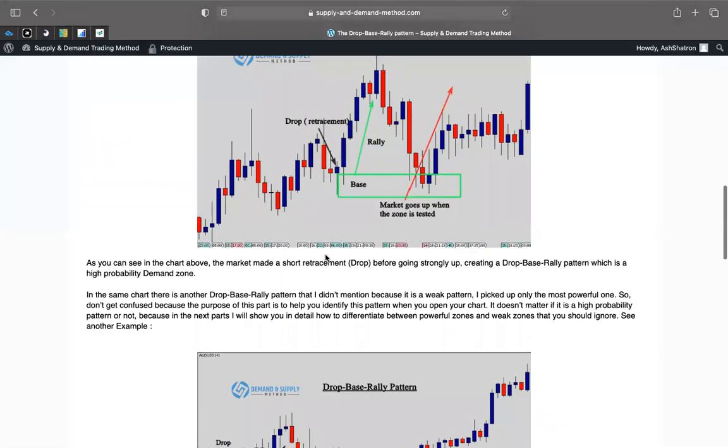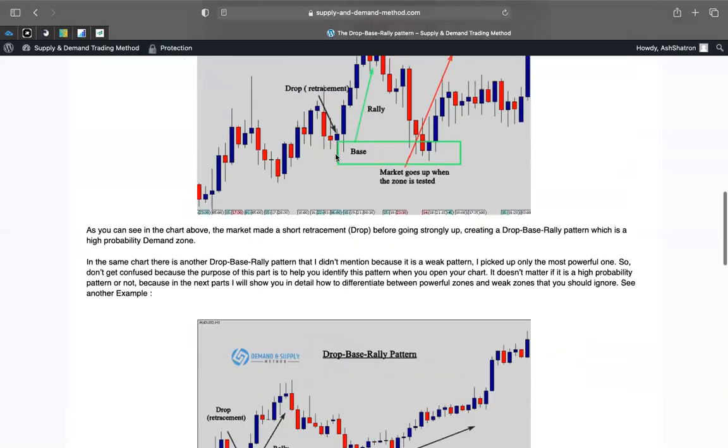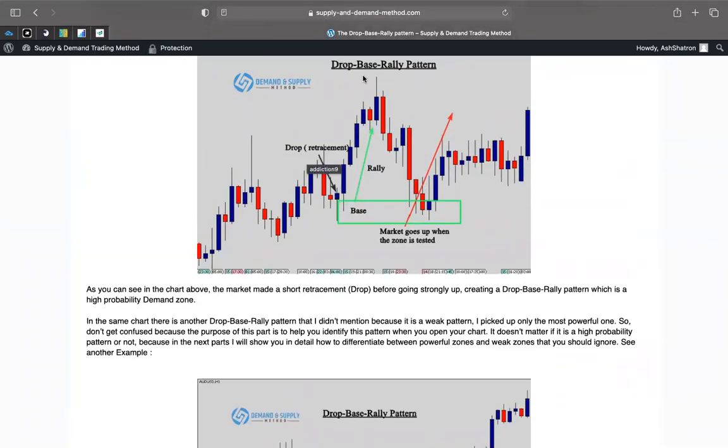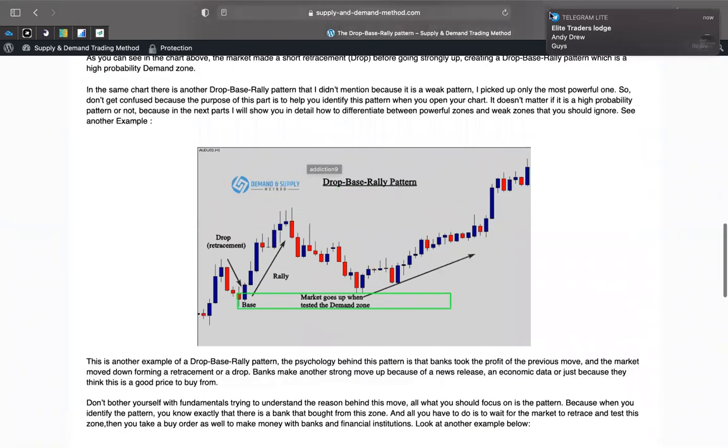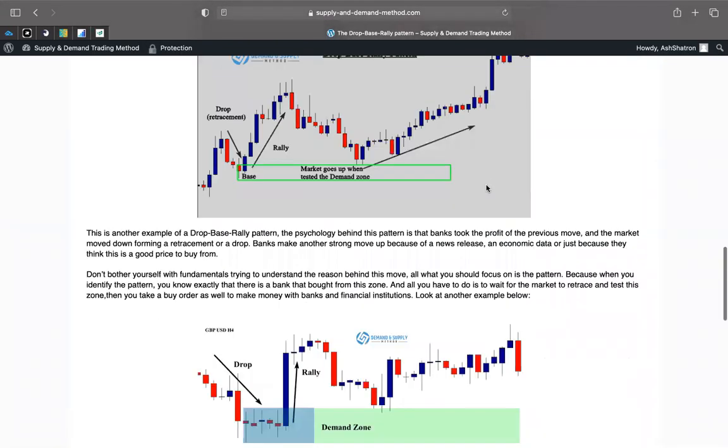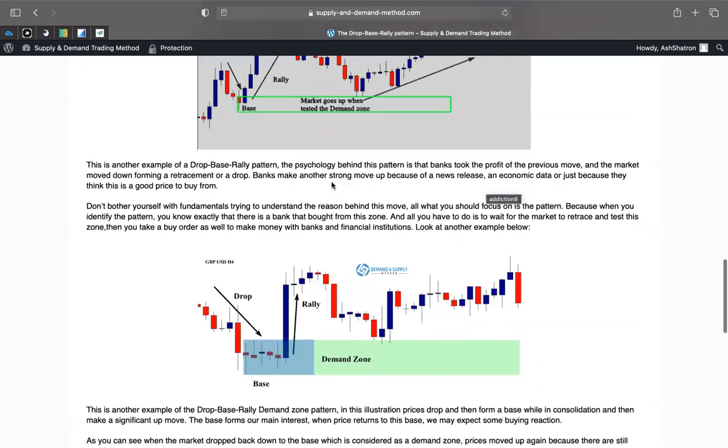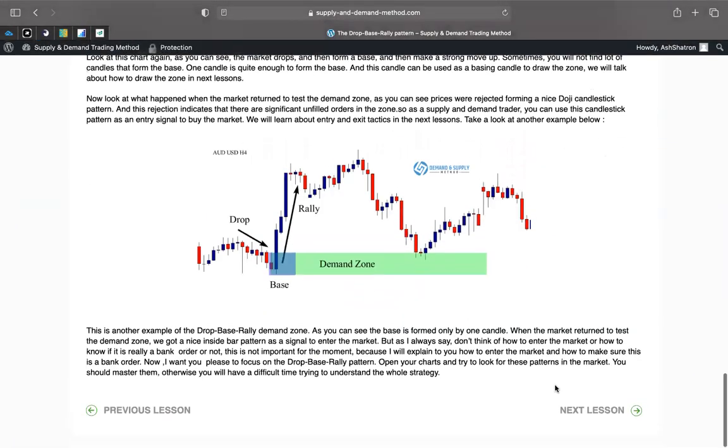Okay, so the next slide, this is just an example of the types, right? A drop based rally. A drop based rally. Look at how price left this region, right? And then you take a trade.